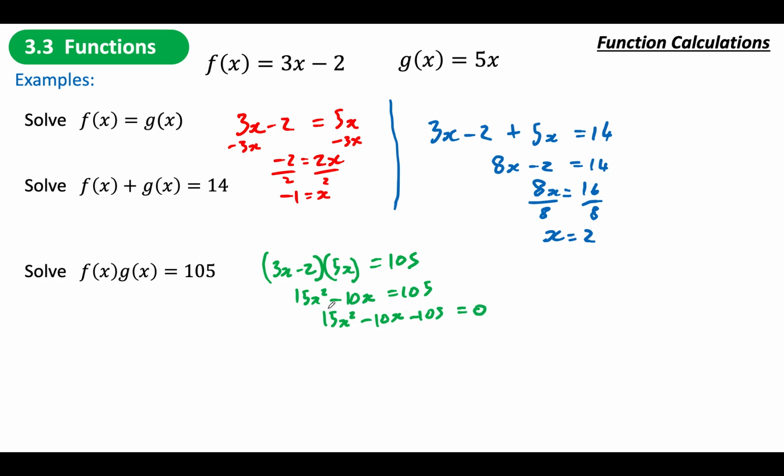And I've done that because this is a quadratic expression. I need to try and then solve this. So we're going to have 2 possible answers for this. This makes it a little bit easier. All of these numbers divide by 5. So we'll have 3x squared, take away 2x, take away 21 equals 0. And then you would use whatever method you've got for solving those.